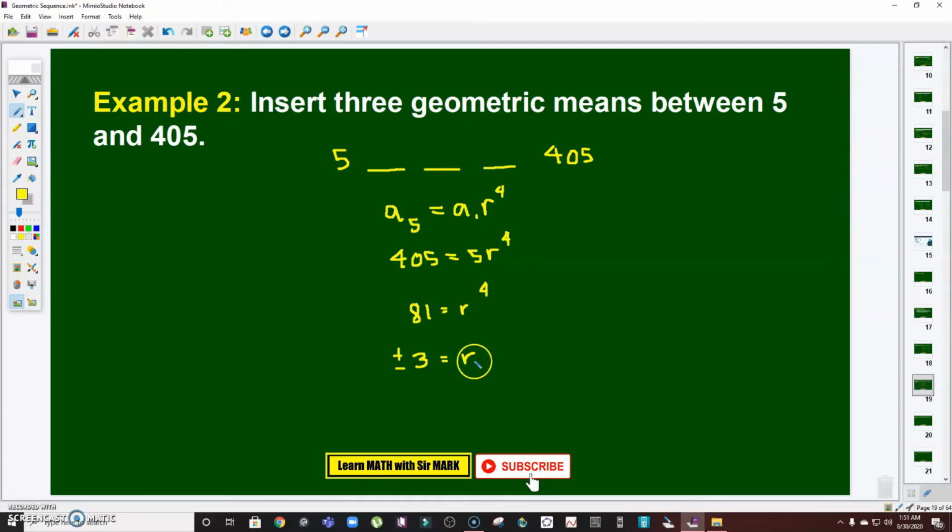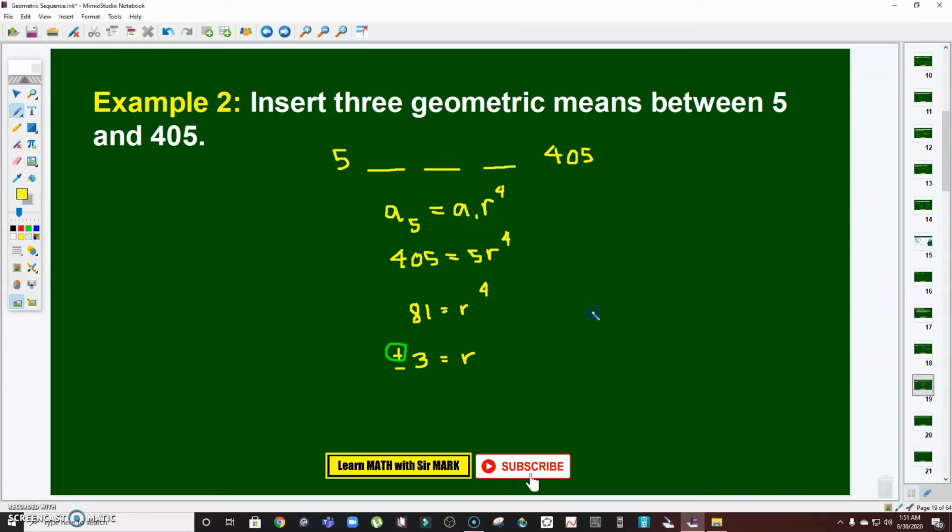What does that mean? Since you have two common ratios, you have two sequences. Two sets of sequences. So the first one is this. If r is positive 3, our sequence will be this.